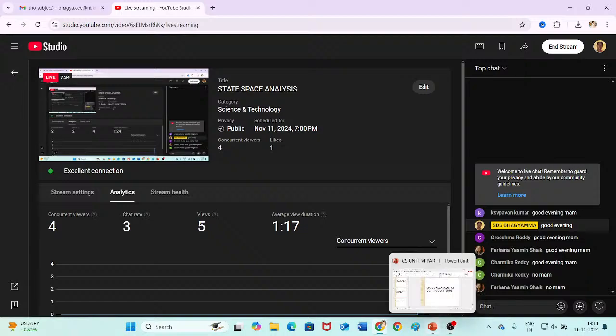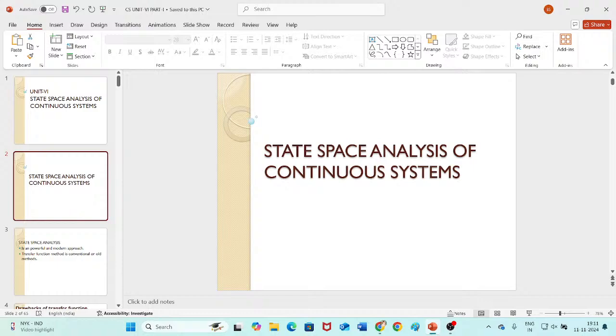Okay, I will start the class. State space analysis of continuous systems. The state space analysis is a powerful and modern approach for the design and analysis of control systems. We already know the conventional and old method for the design and analysis of control systems, which is the transfer function method. We have discussed many topics on the transfer function method, which is an old method for the design and analysis of control systems.